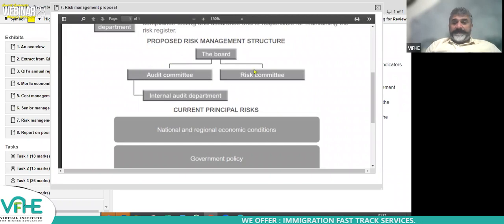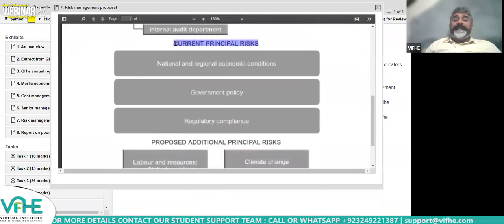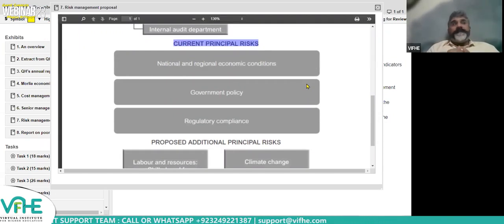Do you like this? Does it make sense to you, this thing? Yeah, I think it's very simple, straightforward, makes sense. And then it says current principal risks. So what are the current risks which they are focusing on? Principal risks means the major risks.